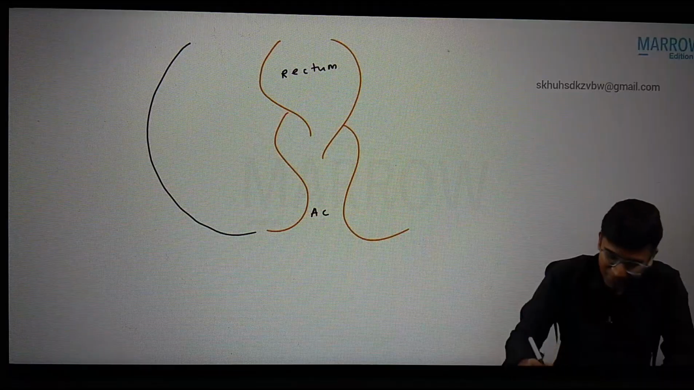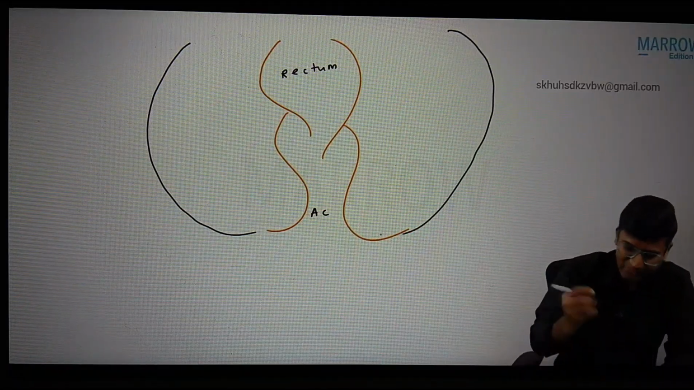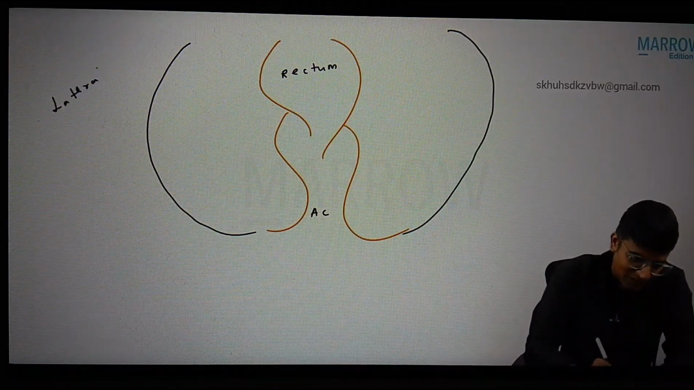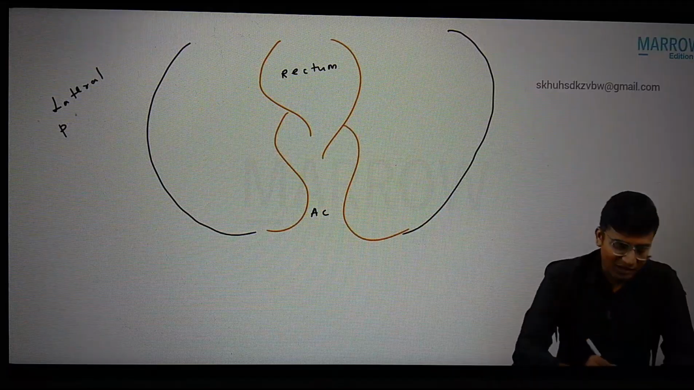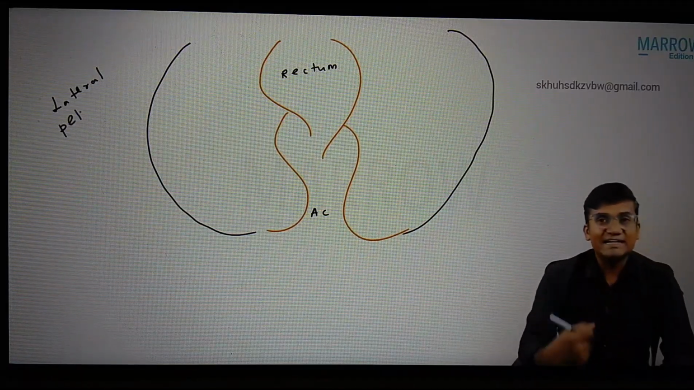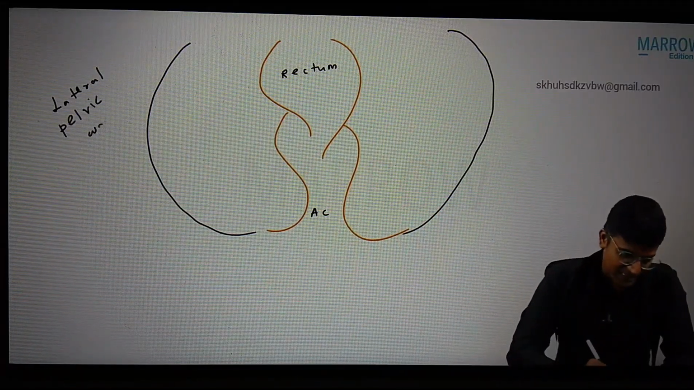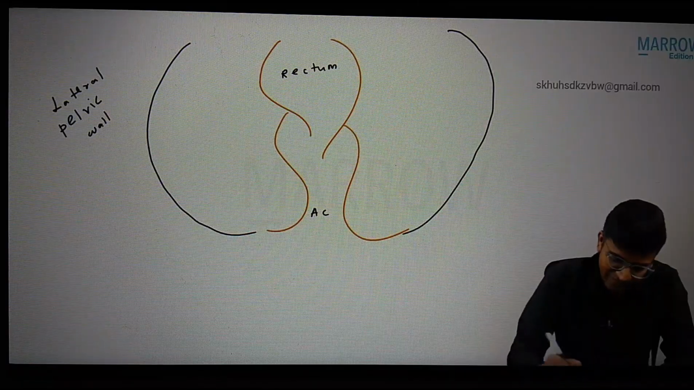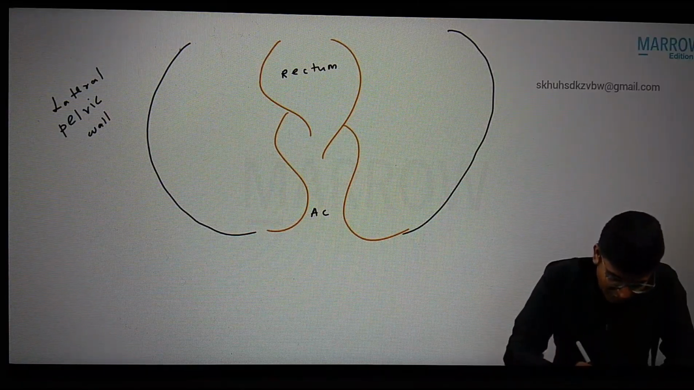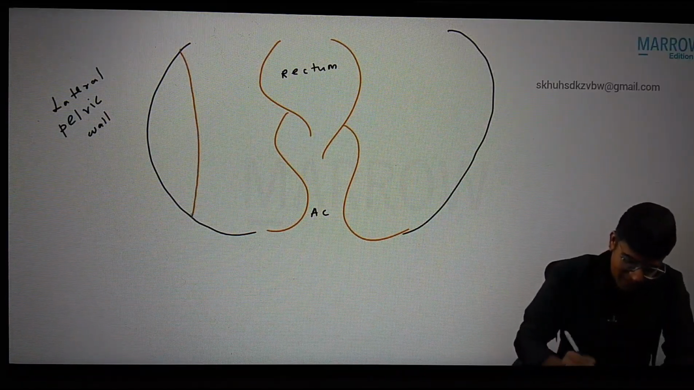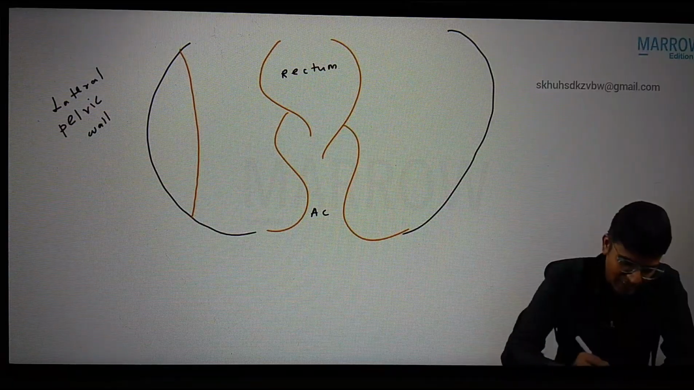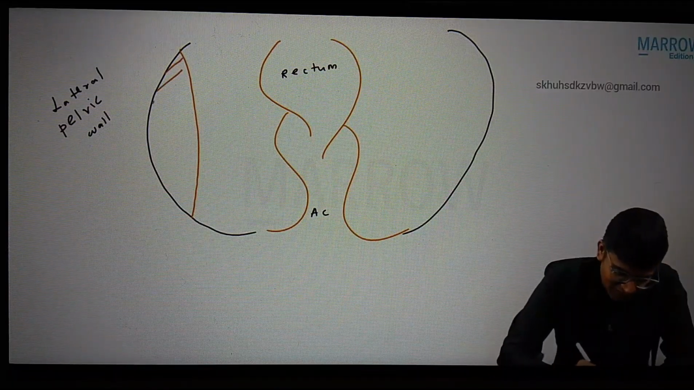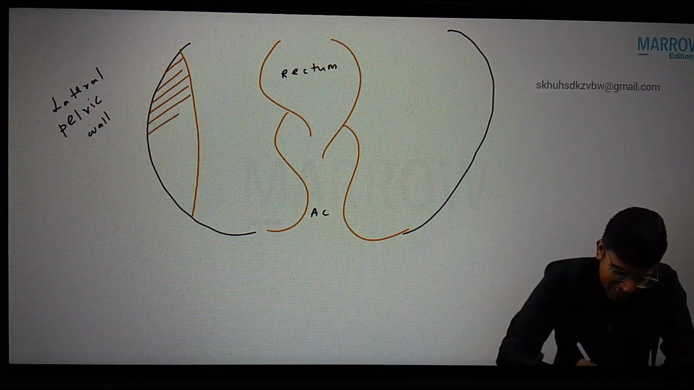Laterally, we have the lateral pelvic wall. This is the lateral pelvic wall. In the lateral pelvic wall, we have one muscle. What muscle? Obturator internus muscle. I'm drawing the muscle on only one side. So this muscle is the obturator internus muscle.